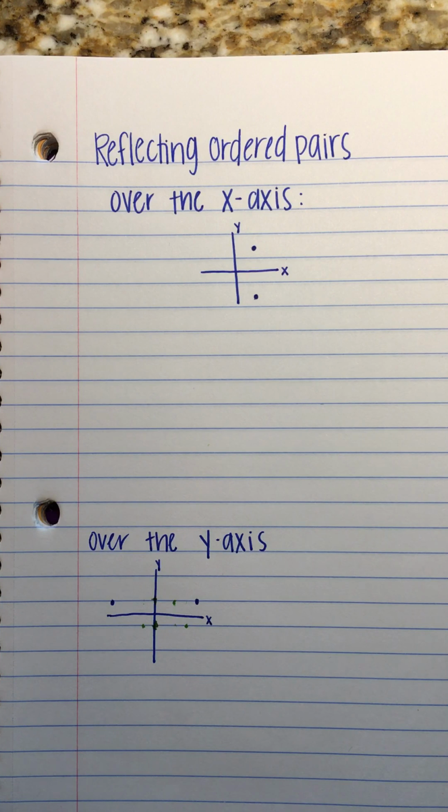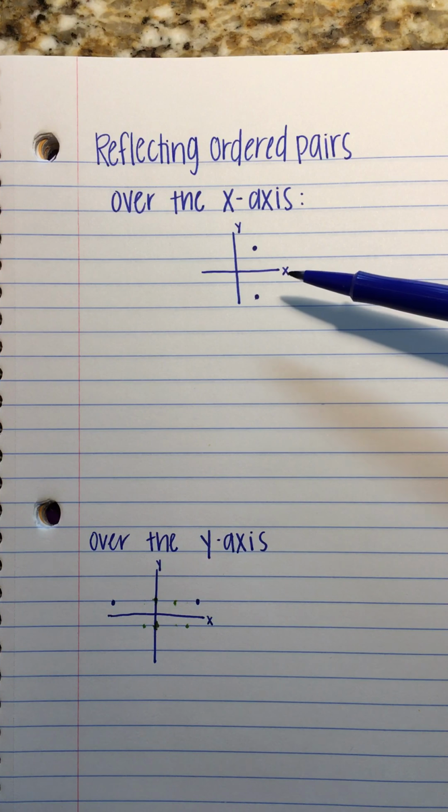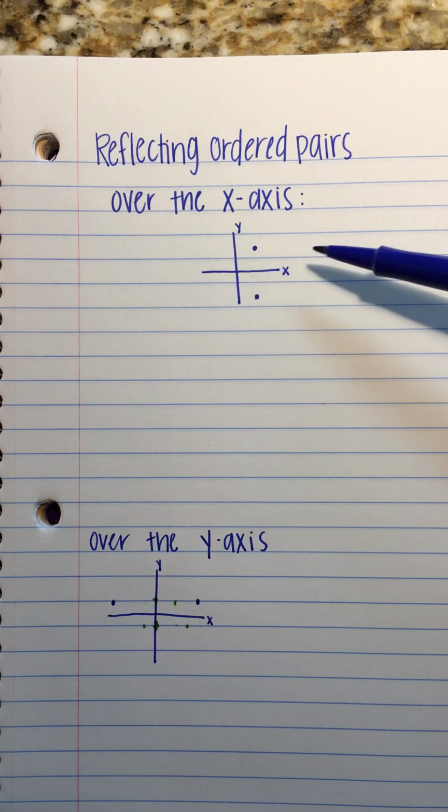So yesterday we reflected ordered pairs, just individual points and shapes visually, just thinking about how could we reflect this. So today we're going to talk about what the actual rules are for just getting the new ordered pairs. So for example, when we reflect over the x-axis, we're talking about this line right here. So I gave a little example of what that looks like.